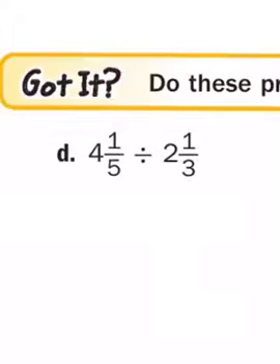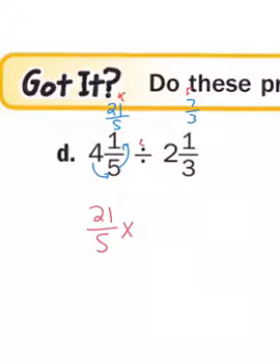Okay, let's see how you did. So 4 1/5 becomes 21/5. Remember, I did 4 times 5 is 20, plus 1 to get my 21, and the denominator stays the same. So 2 1/3 becomes 7/3. So now I'm going to keep it, change it, and flip it. Keep it 21 over 5, change it to multiplication, and flip it to 3/7.